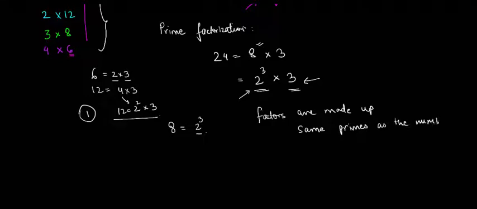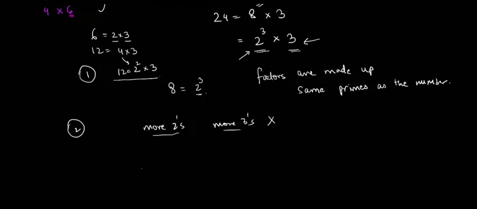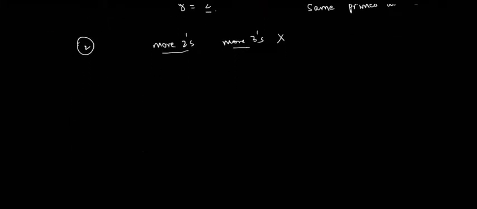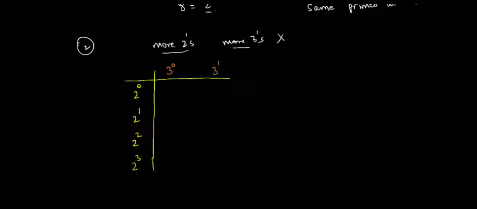The second important observation is that the factors cannot have more 2's than 24 or more 3's than 24. We're fine with no 2's or no 3's, but the factors of 24 cannot have more of something than 24 itself. Let me show you what I mean with this table. I'll place the powers of 2 here, 2 to the power 0, 2 to the power 1, 2 to the power 2, and 2 to the power 3. And the powers of 3 here, 3 to the power 0 and 3 to the power 1.